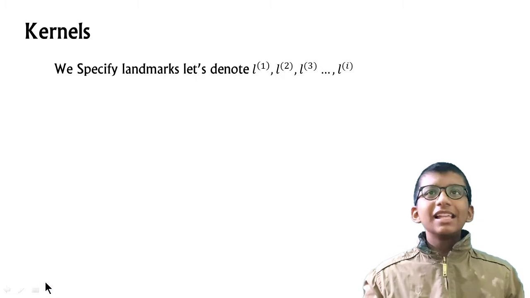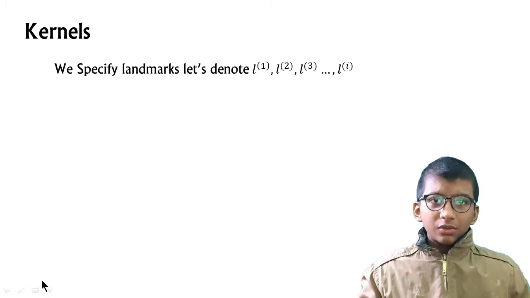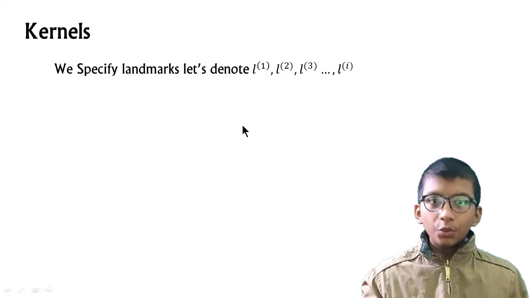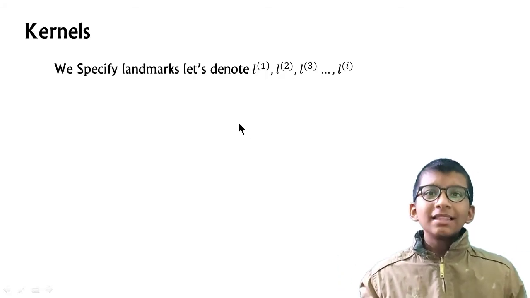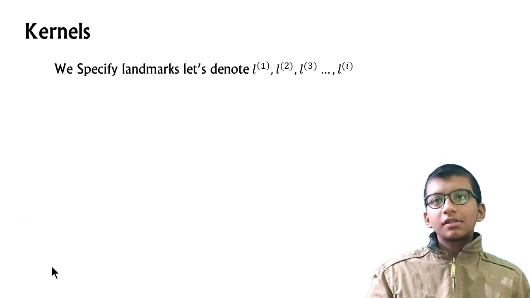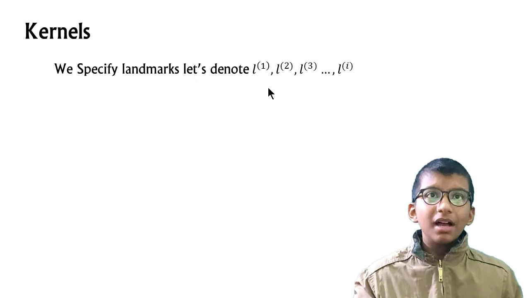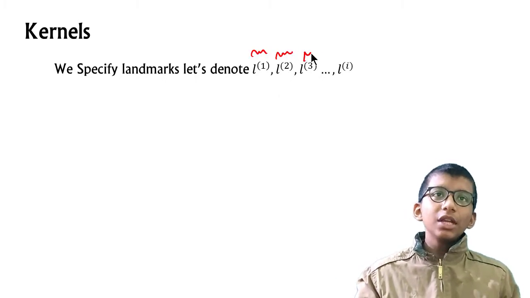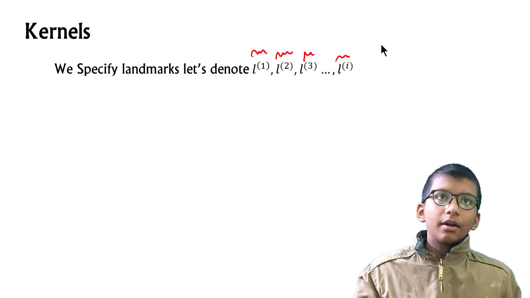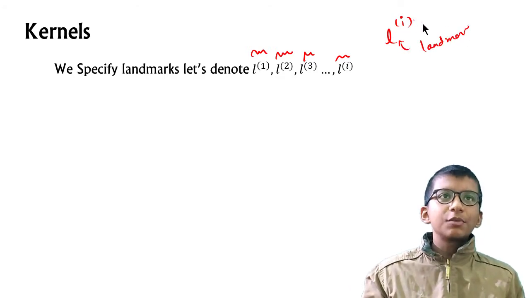Before that, let's first explore the concept of kernels. We use kernels for a non-linear boundary. Sometimes they are called kernel functions or the kernel trick, which you might have seen on YouTube. In kernels we specify landmarks, which we denote as L1, L2, and L3 all the way down to Li, the landmark and its index position.